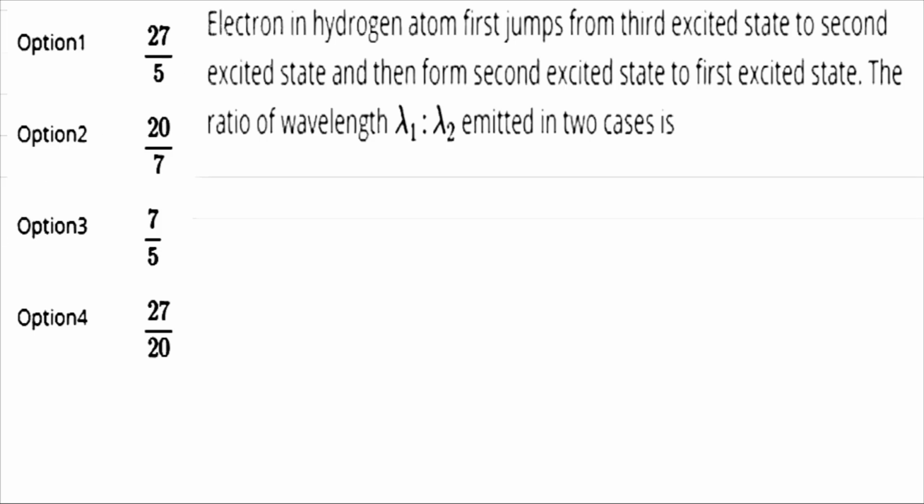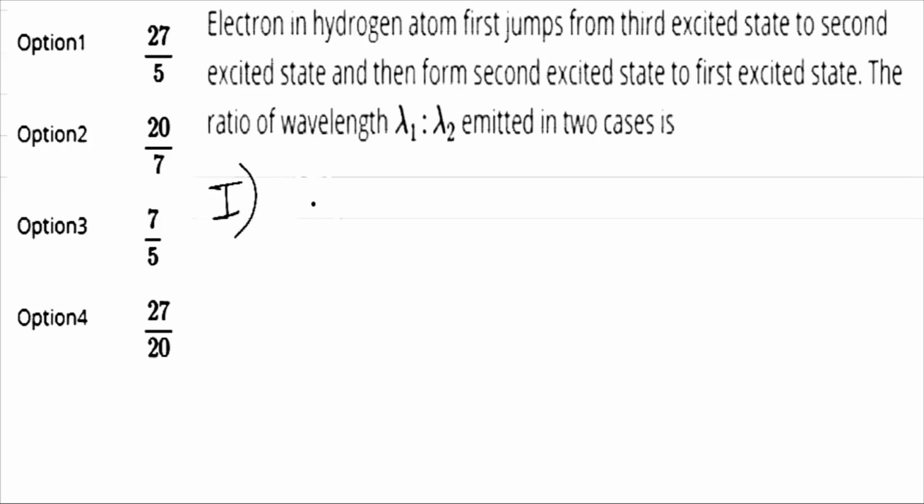Hello students, so the question is: an electron in a hydrogen atom first jumps from the third excited state to the second excited state, and then from the second excited state to the first excited state. The ratio of wavelengths lambda 1 to lambda 2 emitted in the two cases is. So this question is based on the topic hydrogen spectrum.